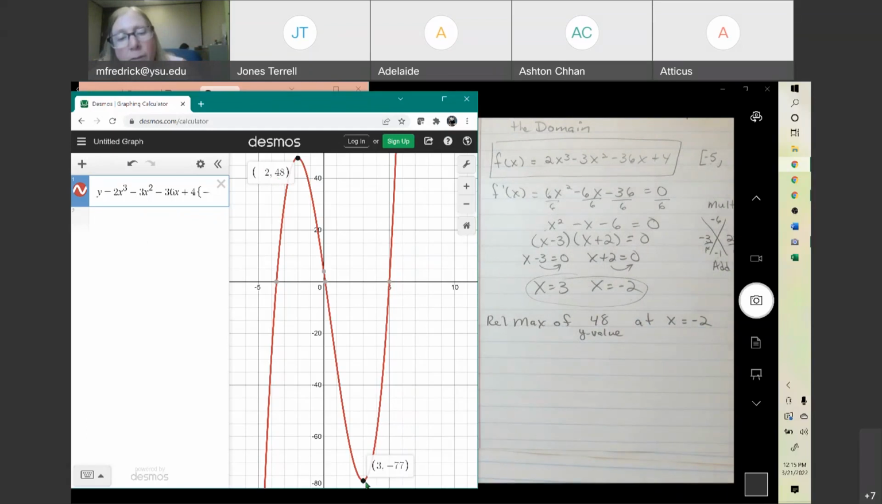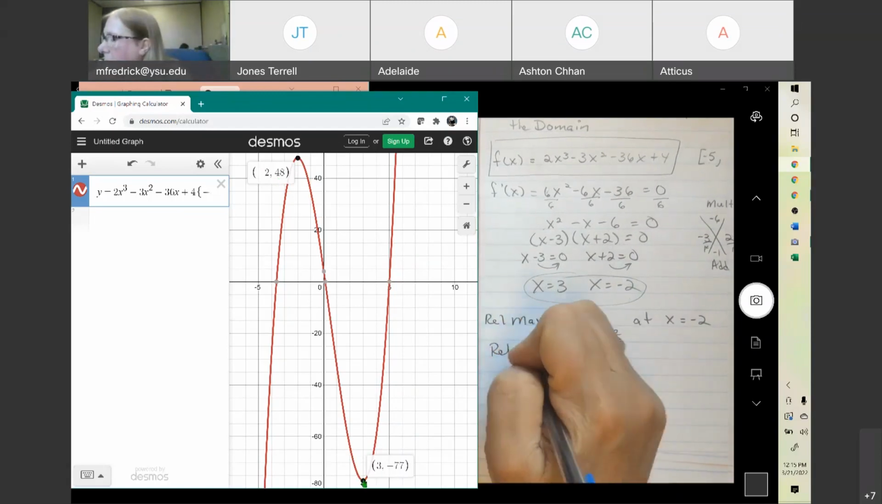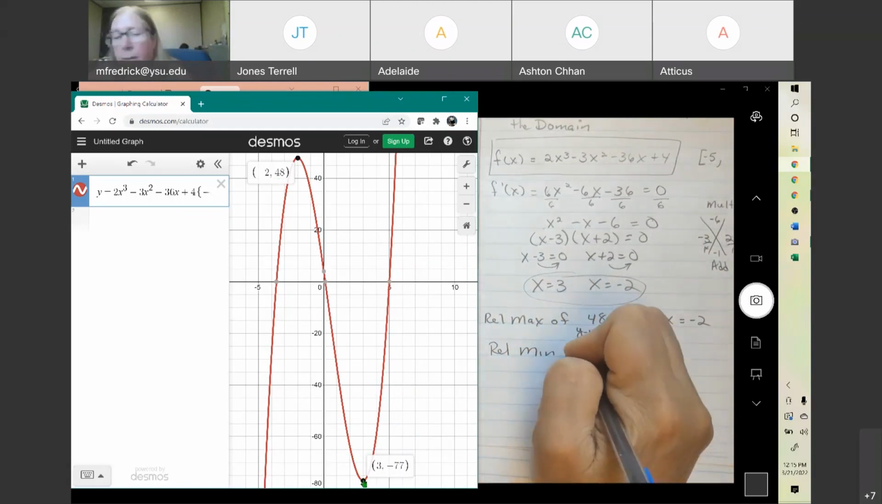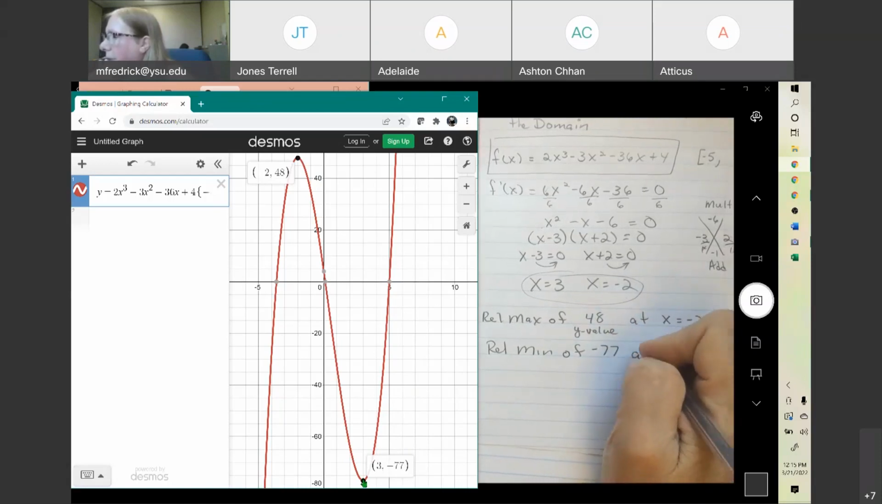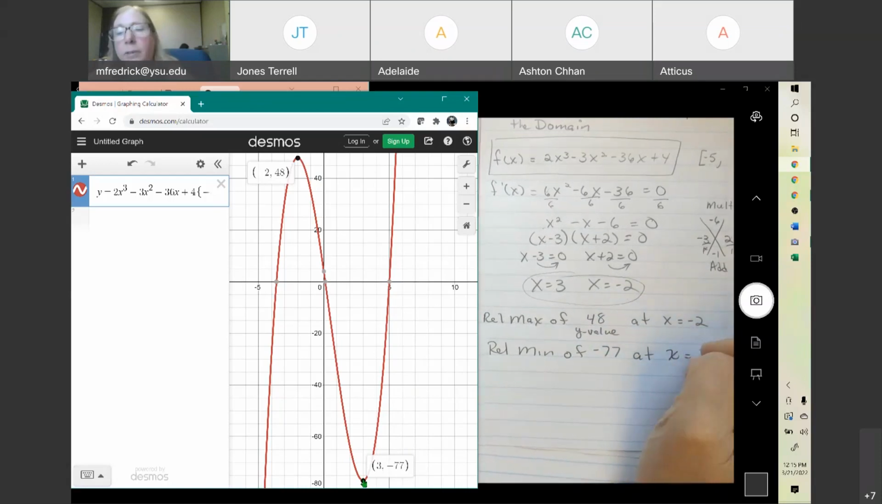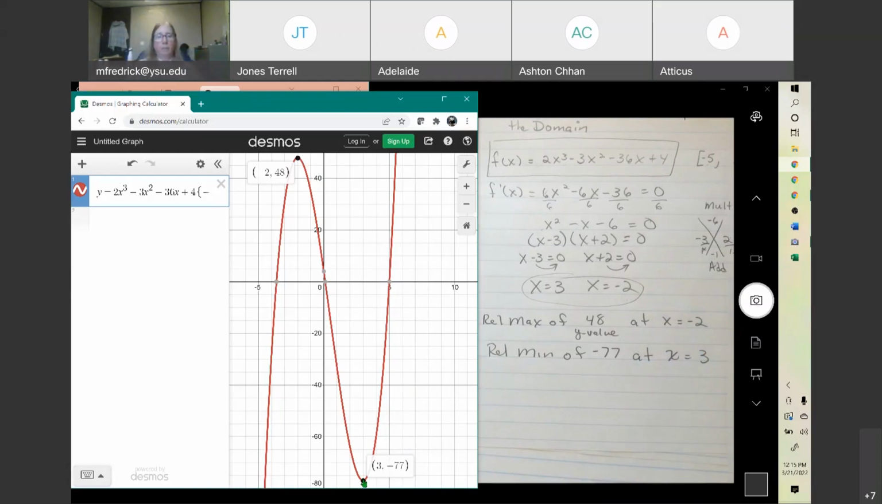The other one, the critical number we found that was a 3, that's a low point on the graph because the other values next to it are higher. So this is a min. There's a relative min of -77 at x equals 3. So when you're giving these, you need to state whether it's a min or a max and at what value it is.